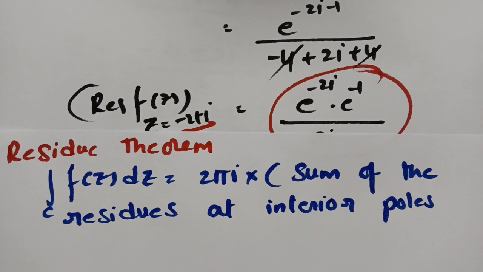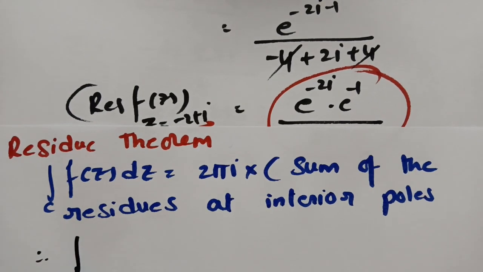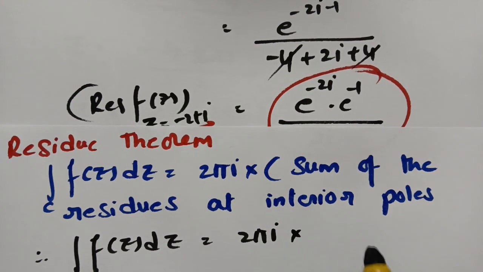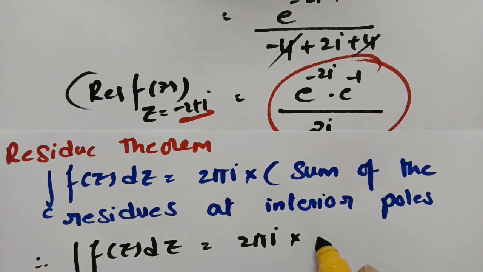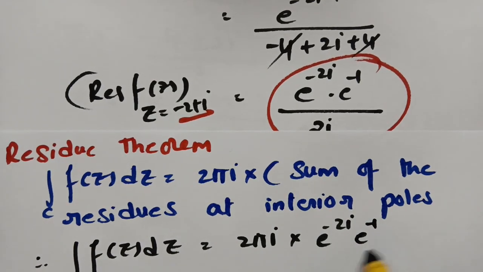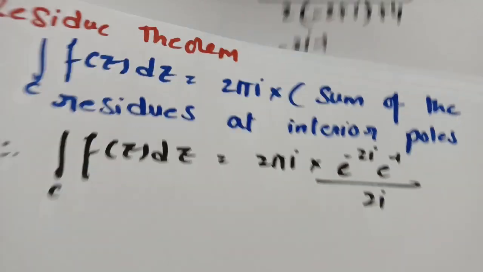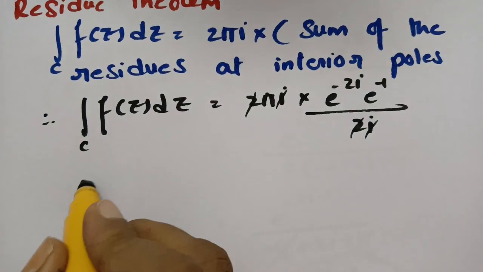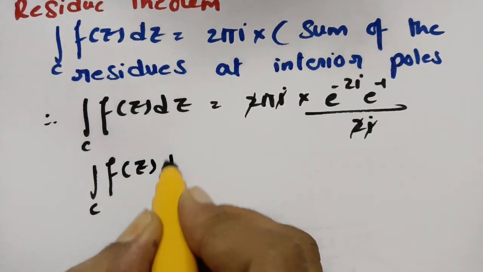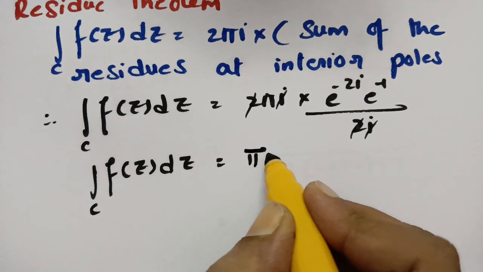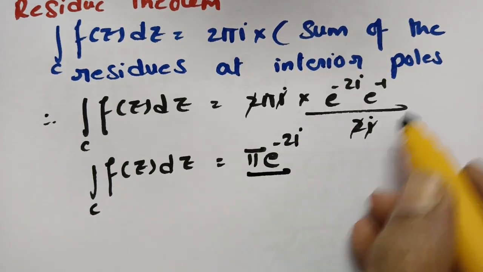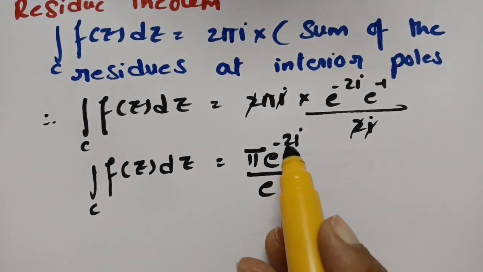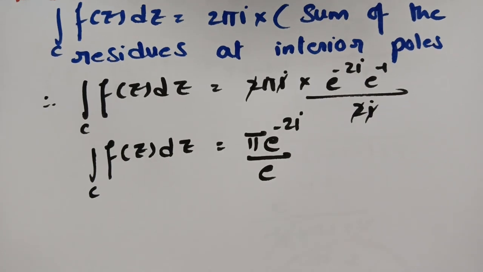Therefore, the integral over C of f of z dz is equal to 2 pi i into the value here, e power minus 2i, e inverse by 2i. Now if I cancel this 2i in the numerator as well as the denominator, the integral over C of f of z dz is equal to pi e power minus 2i by e, that is, pi by e power minus 2i. So here, what is our contour?